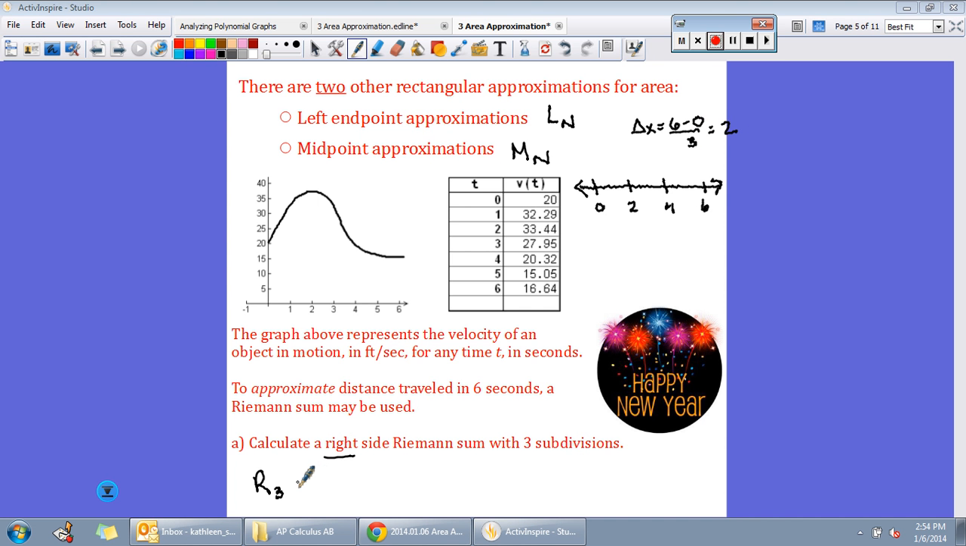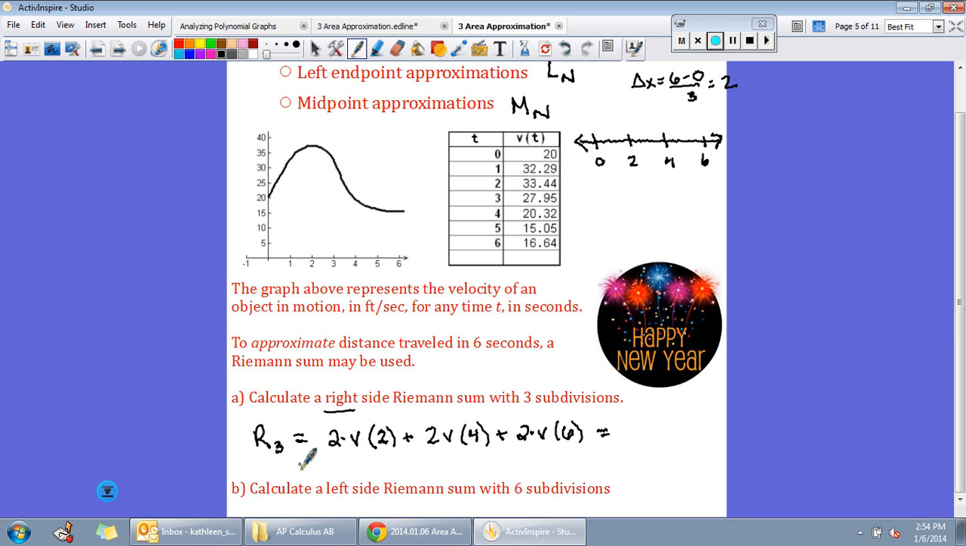So calculating the right Riemann sum, our delta x is going to be 2, and then we're going to multiply by the velocity at t equals 2, plus 2 times the velocity when t equals 4, plus 2 times the velocity when t equals 6. And we did this one in class, so when you plug in the different values for the velocity, we're going to have 2 times 33.44 plus 20.32 plus 16.64, and that calculation comes out to be 140.8 feet.